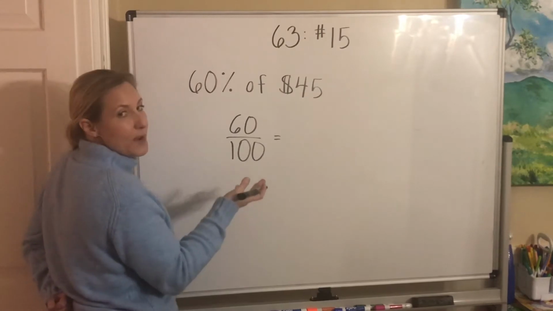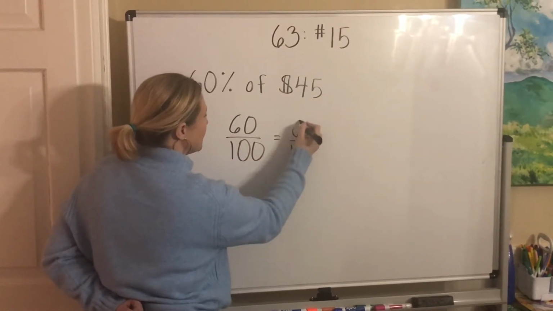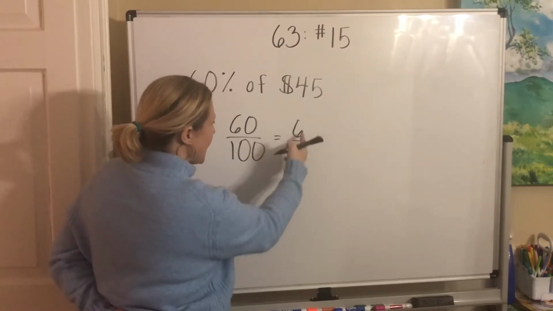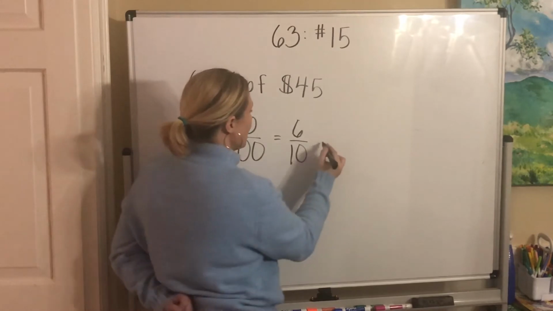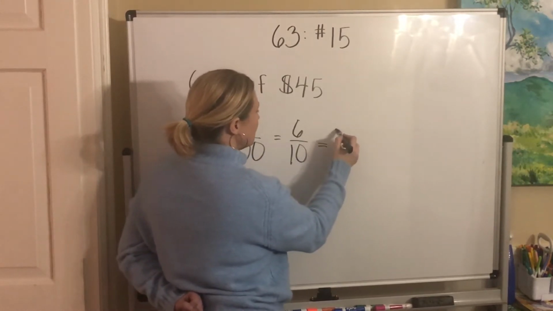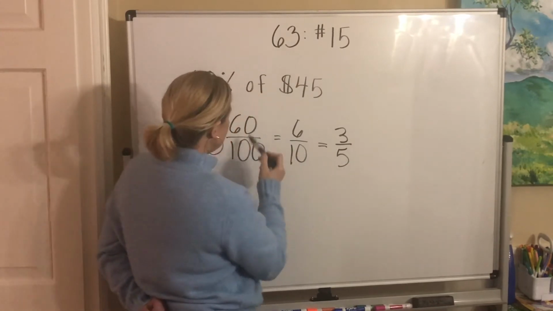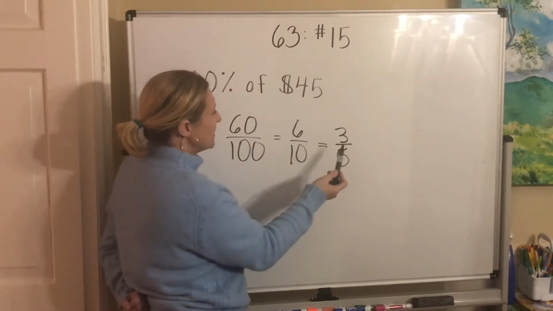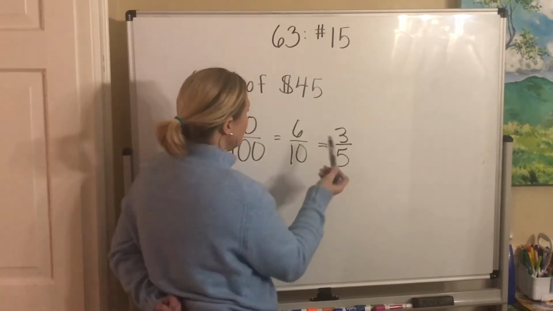Okay, when we look at that, we know automatically that that can reduce to 6/10 because 10 goes into both of those. And now we see that they're both even, so we can reduce it even further. 2 goes into 6 3 times, and 2 goes into 10 5 times. So 60 over 100, or 60%, turns into the fraction 3/5.